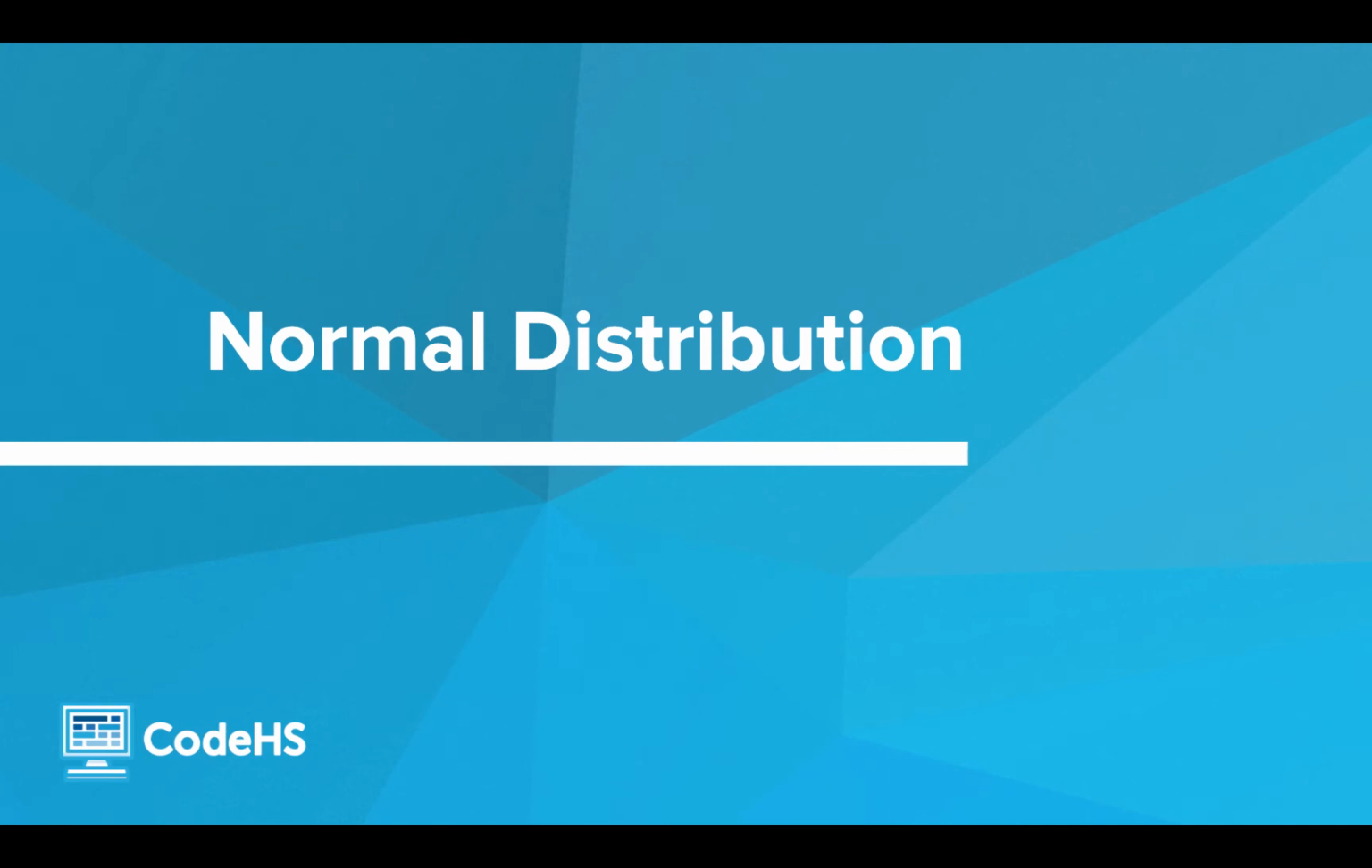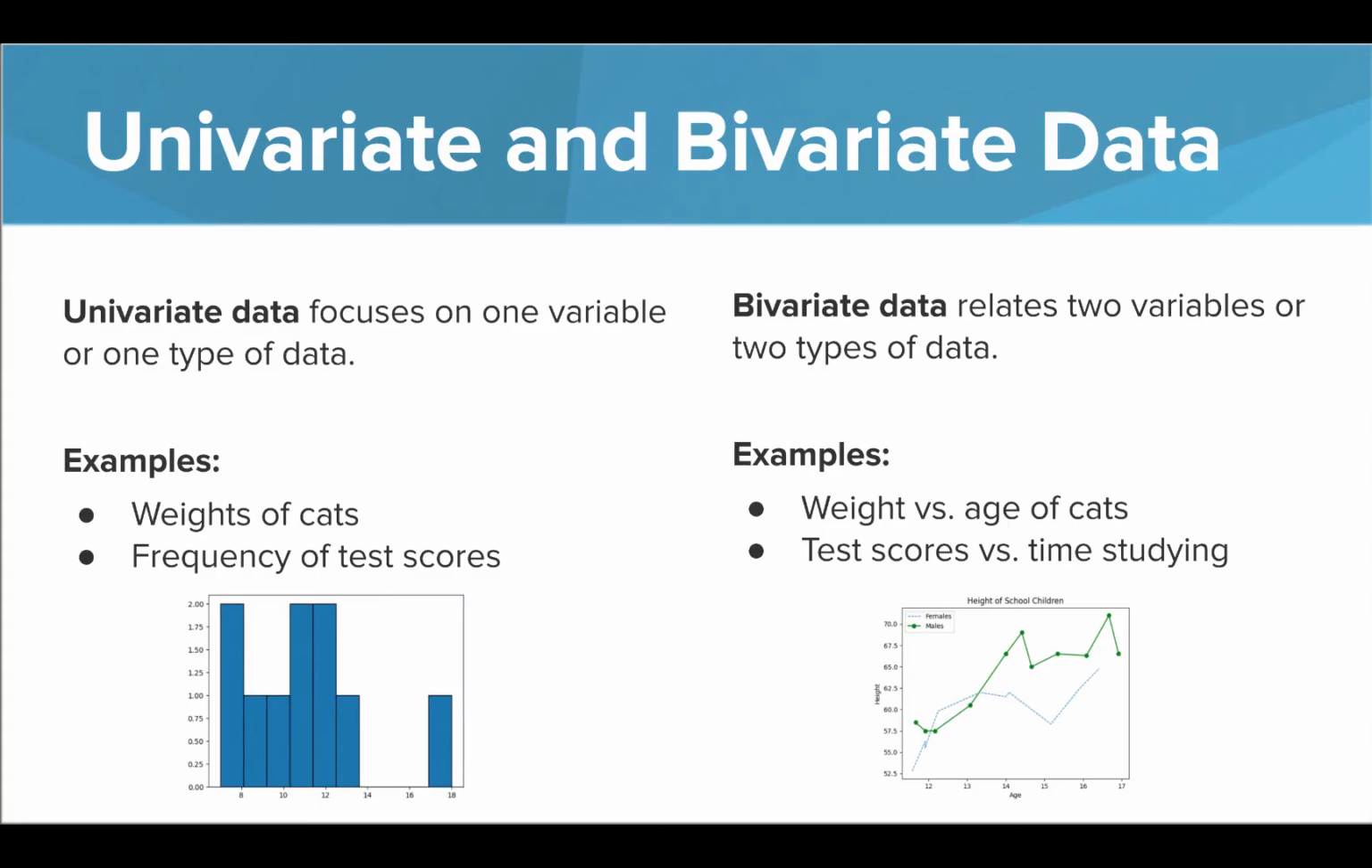Hi, in this video, we'll learn about normal distribution and what it can tell you about your data. Some of the graphs we've created only visualize one variable, like a box plot or a histogram. This is considered univariate data.